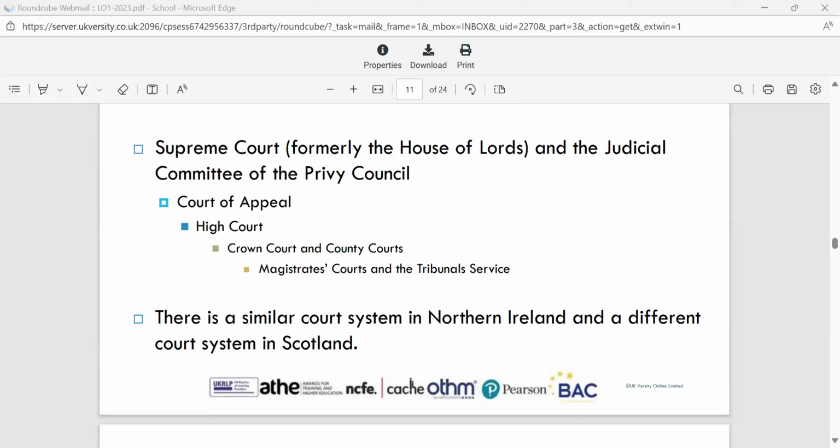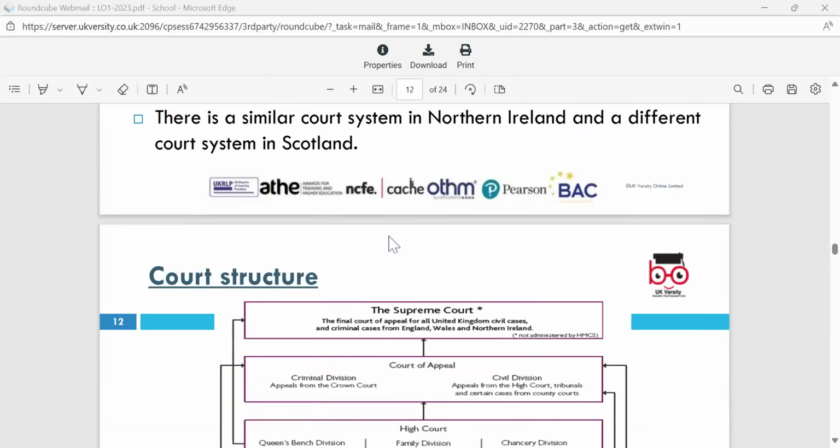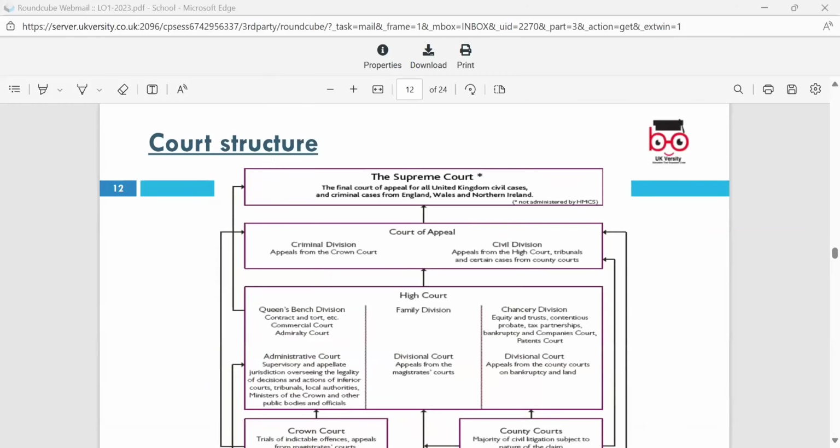So these specialize in the different areas that deal with different specialist areas of law. Then we have the court structure here. At the top we have the highest court, which is the Supreme Court, the final court of appeal of all UK civil cases and criminal cases from England, Wales, and Northern Ireland.